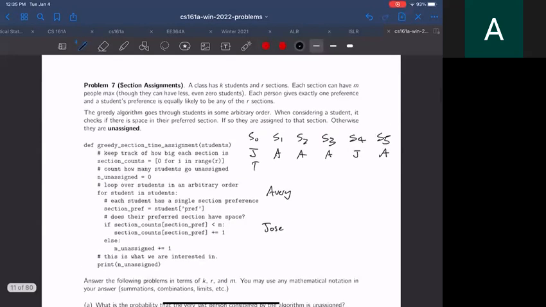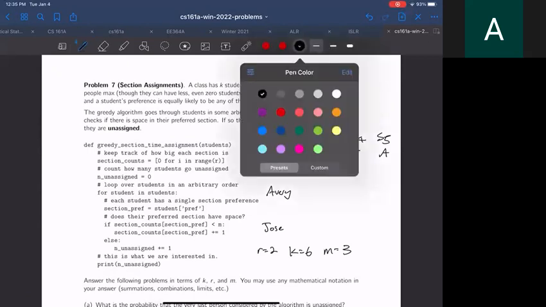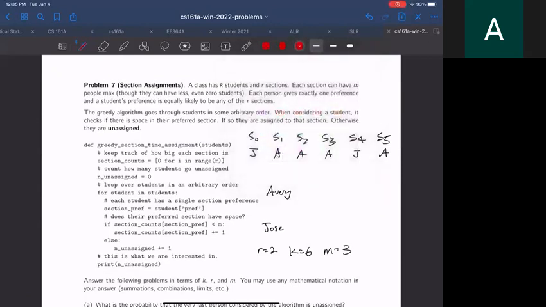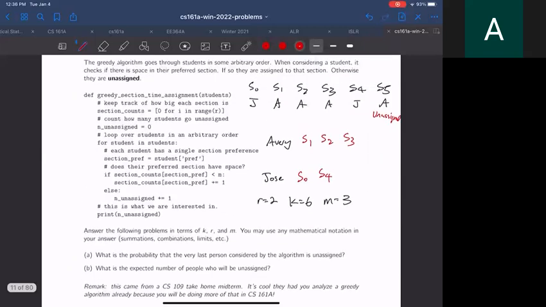And then, so we have 2 sections, 6 students, and each class, let's say they can have at most 3 students. Then what's going to happen is we will go through the students in some order, and then we're going to assign the student to the section if there's space. Assign S0, assign S1, S2, S3, S4. But then when we try to assign S5, there's no space in Avery's section, so they're just left unassigned.